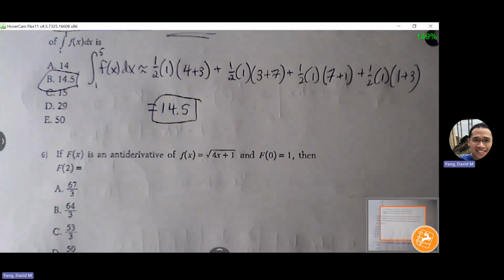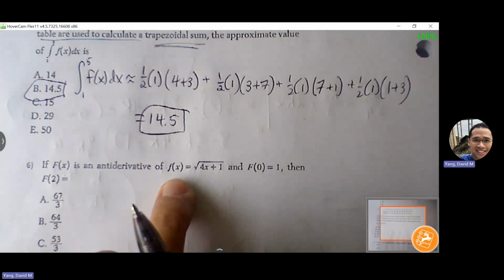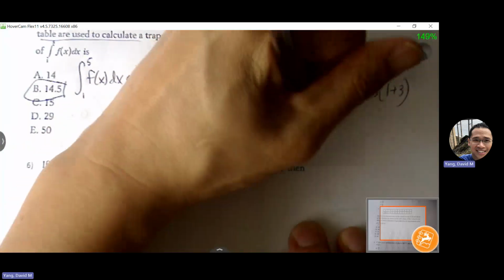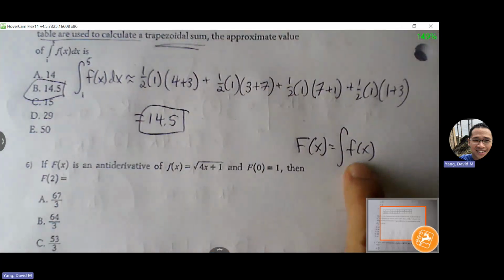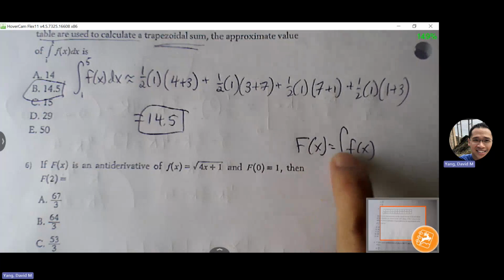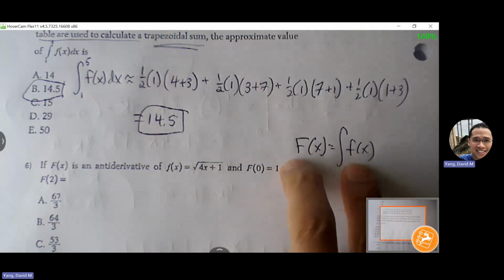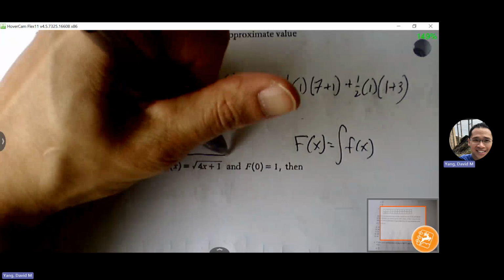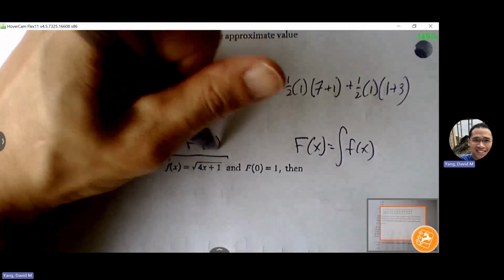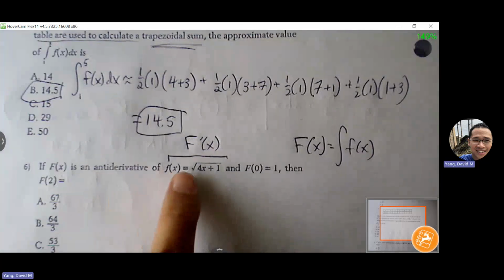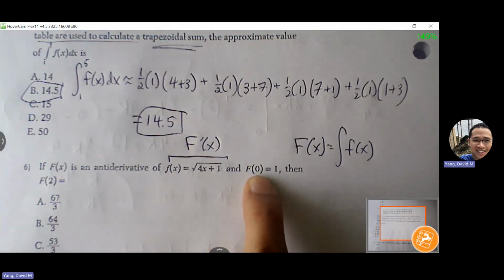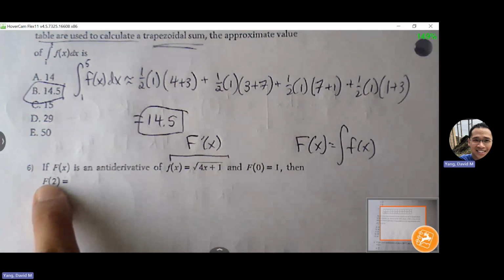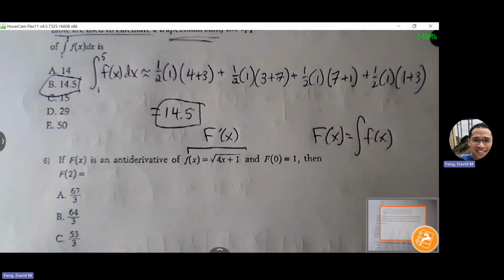All right, number 6. Uppercase F is the antiderivative of lowercase f. So we know that uppercase F is the integral of f, which is telling us that lowercase f is the derivative of uppercase F. So we see that derivative relationship here. This is basically at the uppercase F prime level. We have a starting point on the uppercase F function, and then we are looking for a certain value.